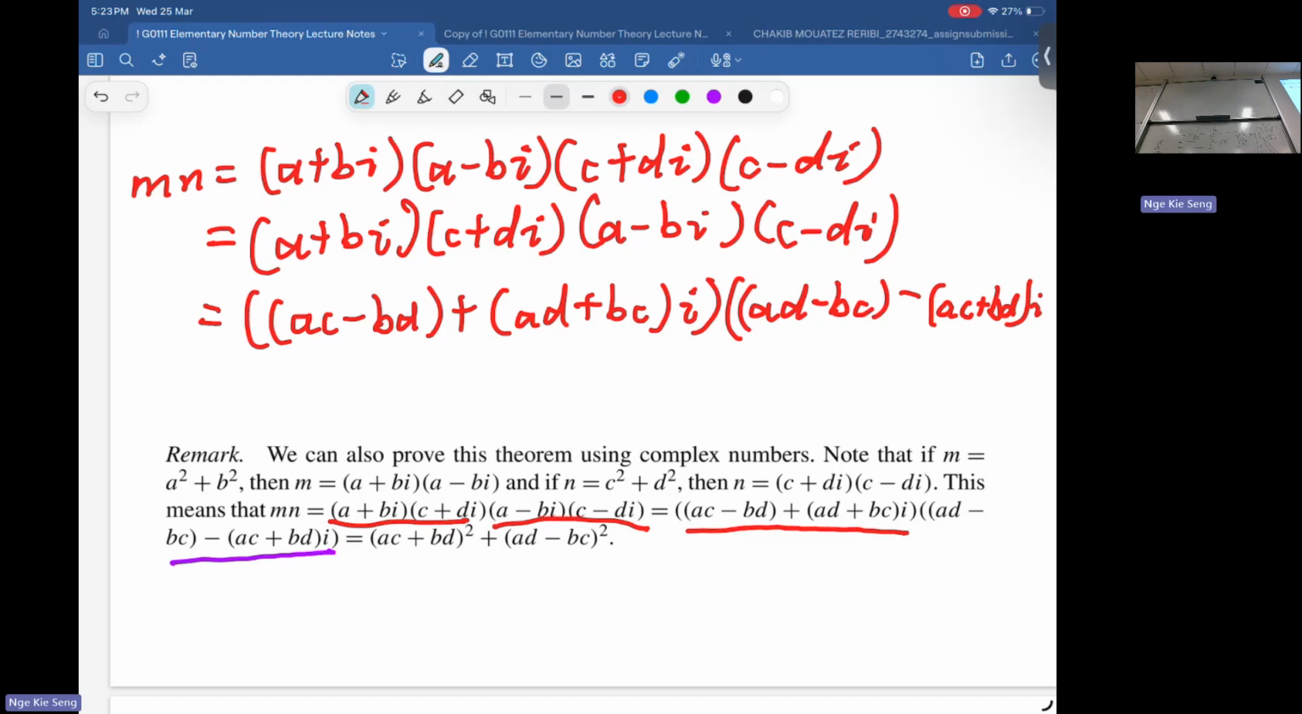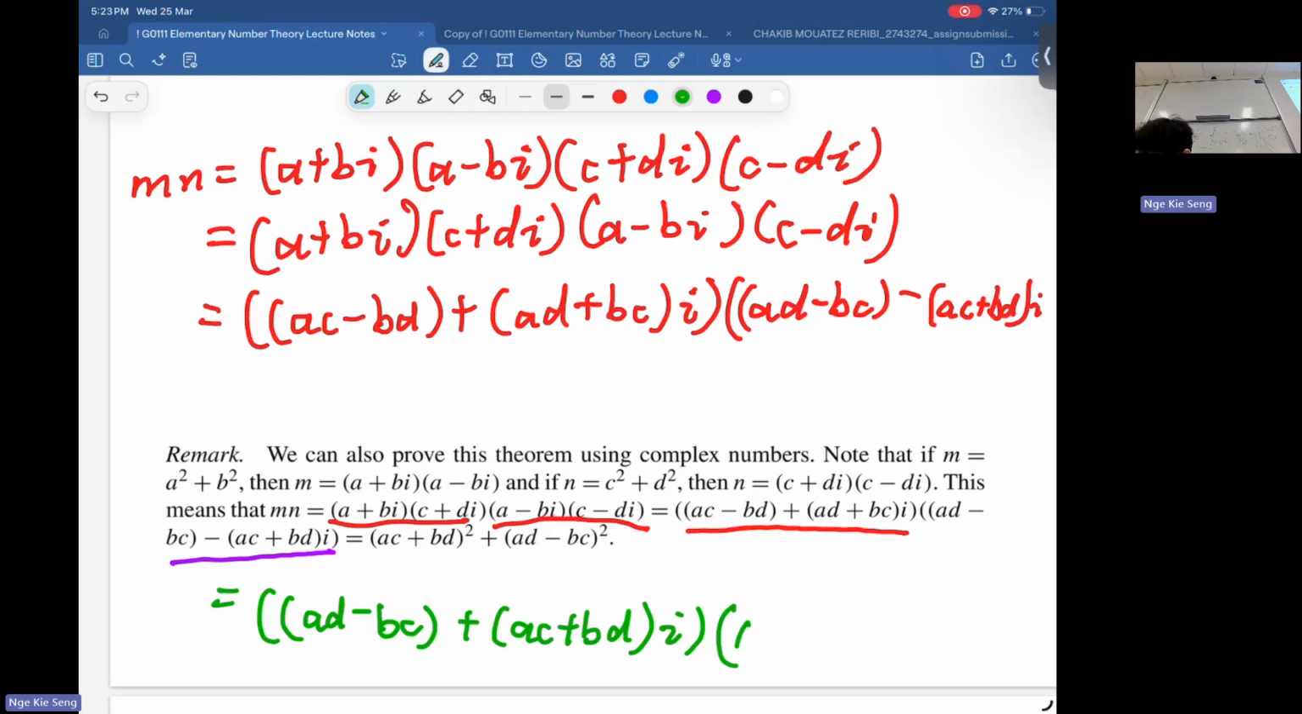Let me tell you, supposing it is nice, maybe it should look like this: AD minus BC squared plus AC plus BD squared. Then this will be easy to see why it is true. Correct or not? Okay, if I write it this way, then this is true, right?